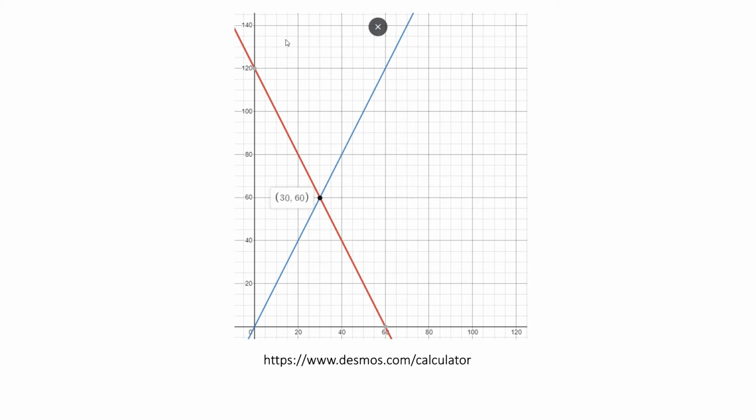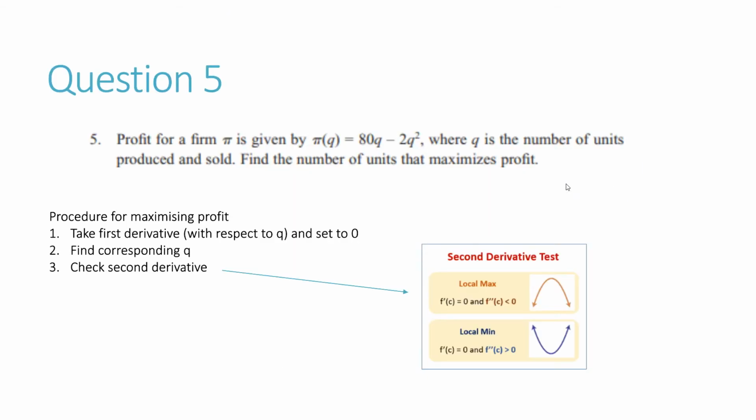The axes aren't labeled, obviously, but we can just imagine Q here and P here. And that's pretty much it. So we know Q is equal to 30, and we know P is equal to 60 when we solve simultaneously, and that's our intersection point there. Okay, so that's 4 wrapped up.